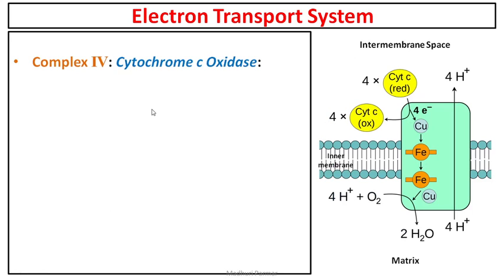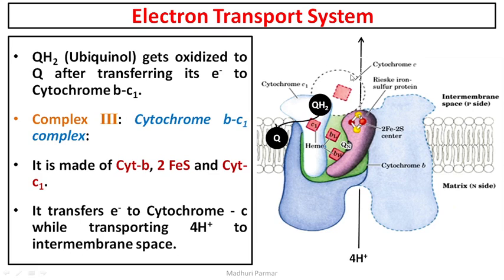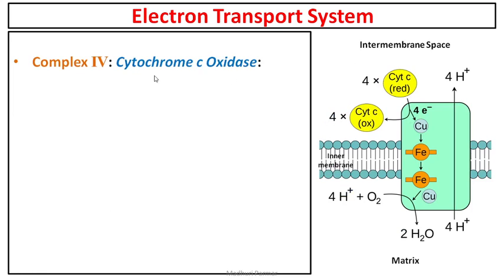Now the fourth complex. Till now, what have we seen? We saw that complex 3 gave its electrons to cytochrome C. The fourth complex is called cytochrome C oxidase. So what does this cytochrome C oxidase look like? It looks like this. It has these iron or heme groups. It has copper also, so this is something new for you. It is a copper containing enzyme complex. Clear?